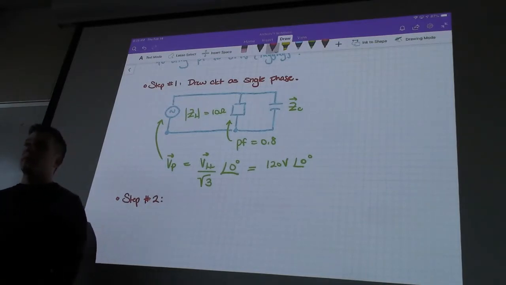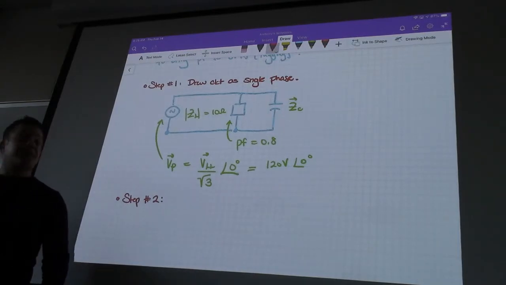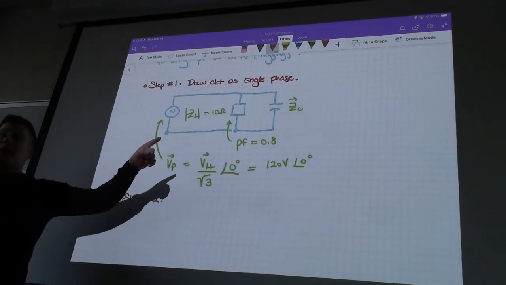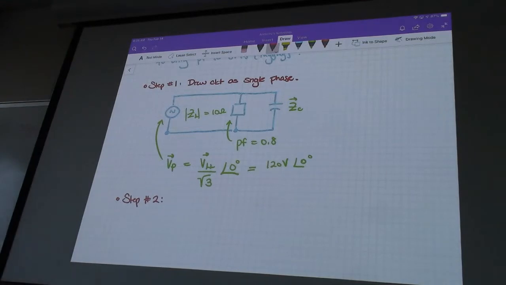Just a question. How is there a power factor of 0.8 if the load is being resistive? The load is not purely resistive. It's the magnitude. Oh, right, that's 10 ohms. So, yeah, it's not. But that's a good question. If it were purely resistive, then, I mean, that would be the problem.